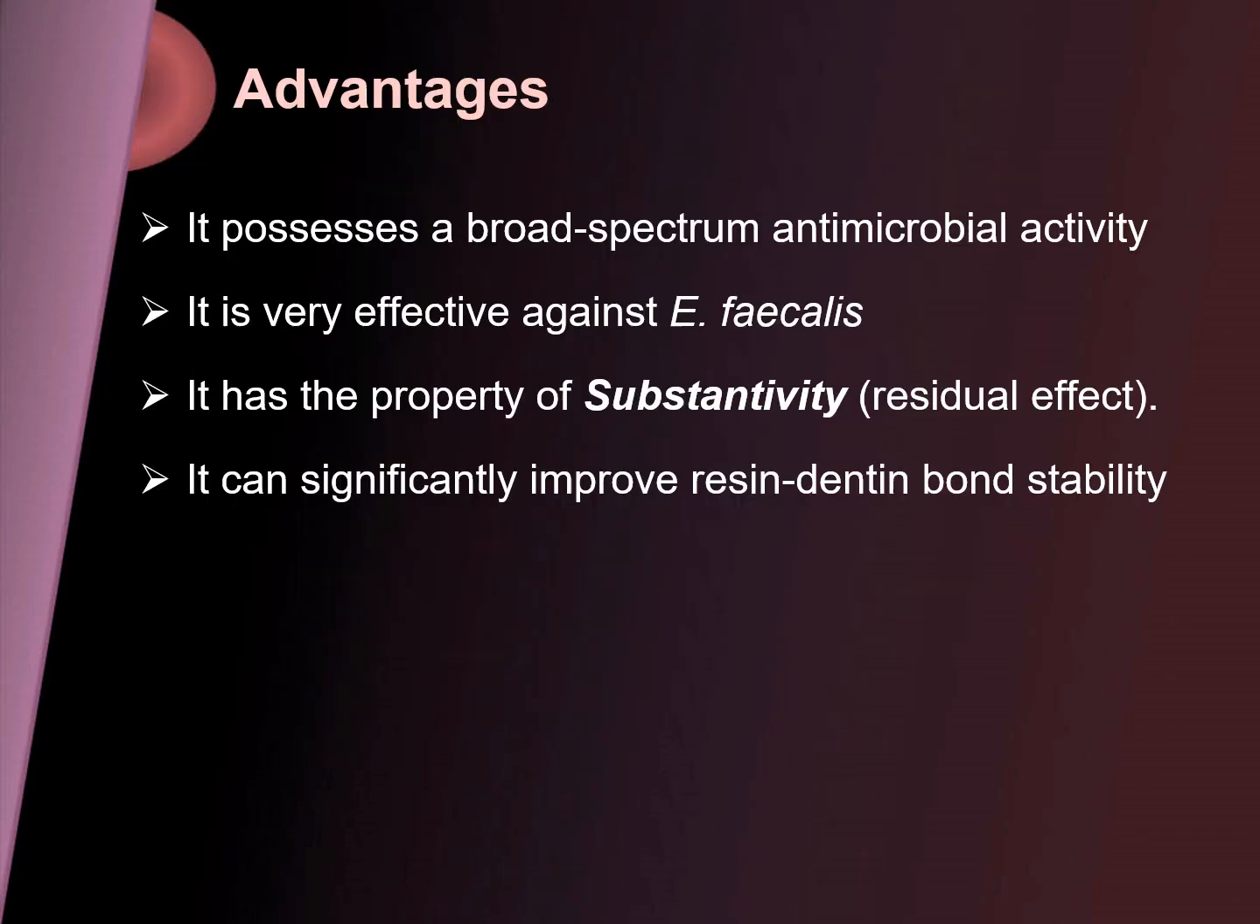cell lysis. The advantages of chlorhexidine is that it possesses a broad spectrum antimicrobial activity against most common endodontic pathogens, including fungus. It is very effective against E. faecalis, which is considered to be one of the most common pathogens identified in failed root canal treated teeth. It has the property of substantivity, that is, residual effect, which helps in preventing bacterial colonization of the root canal for prolonged periods of time. It can significantly improve resin-dentin bond stability, which is beneficial when using resin-based obturation material.